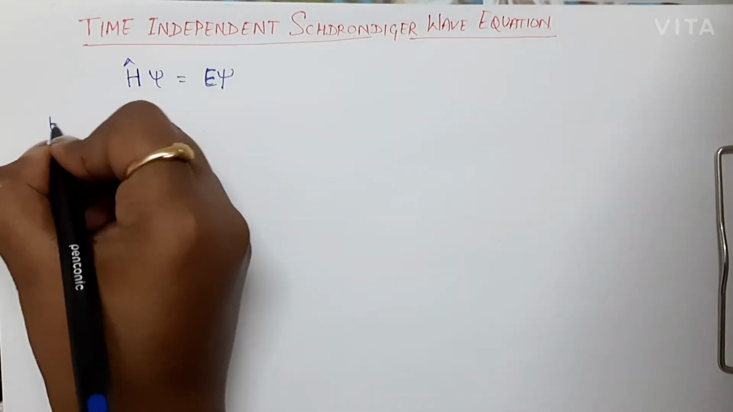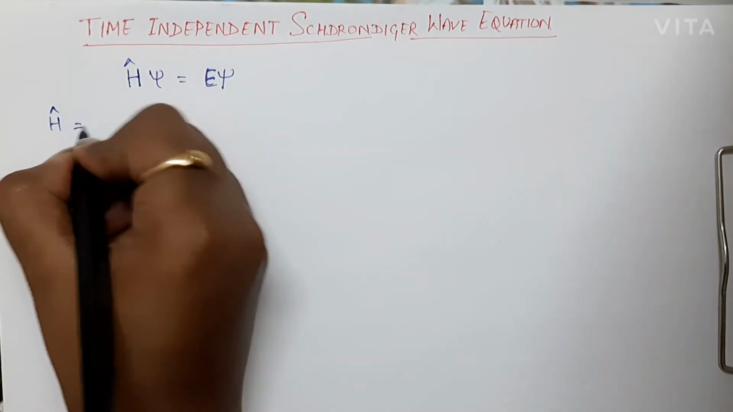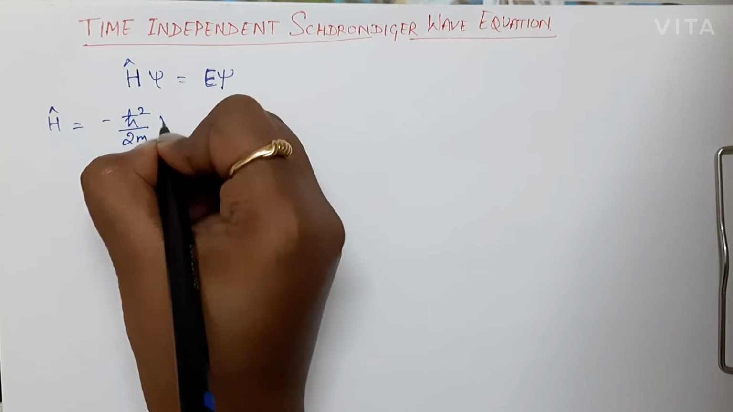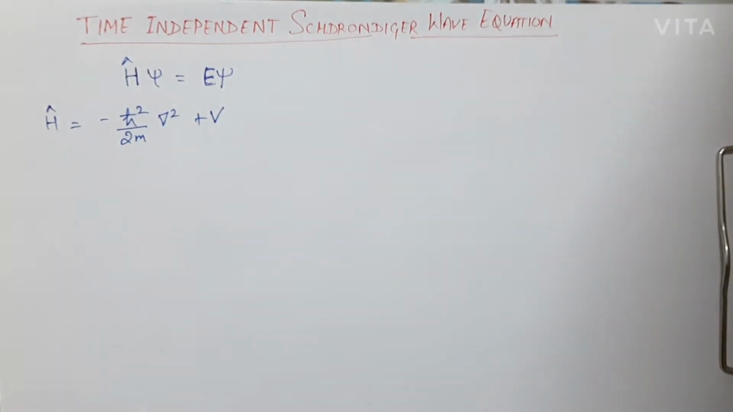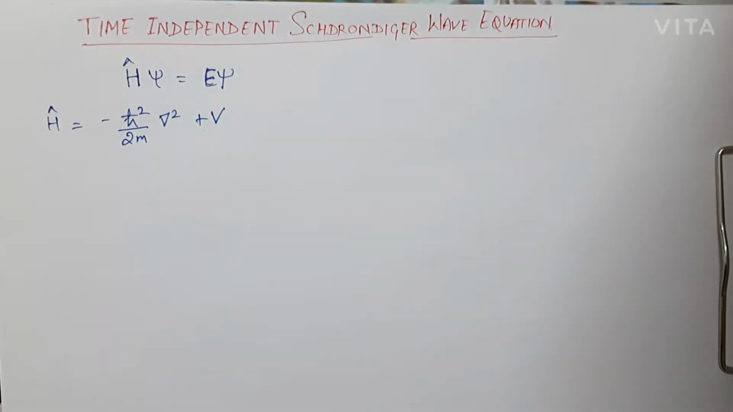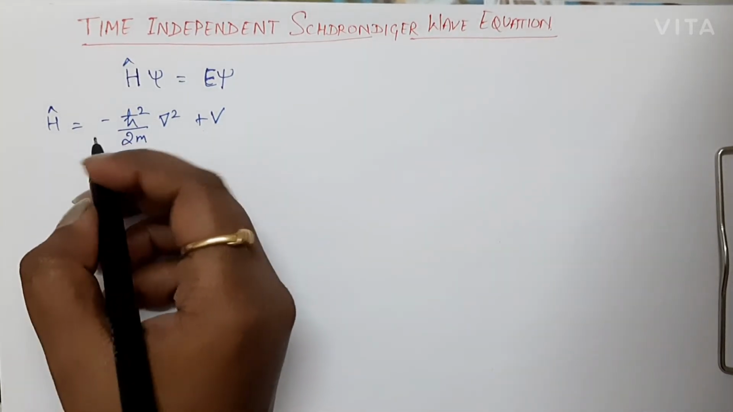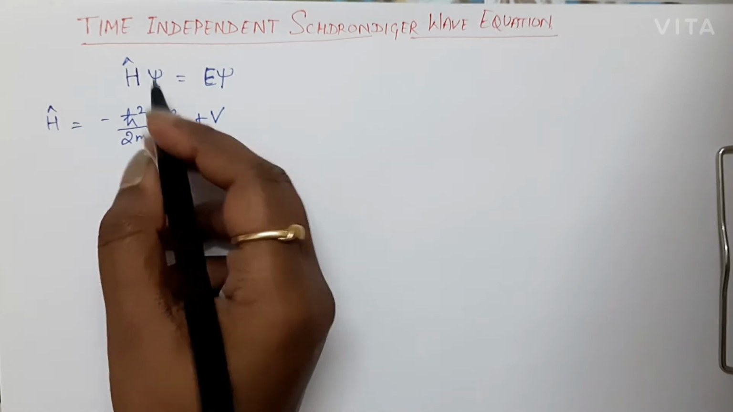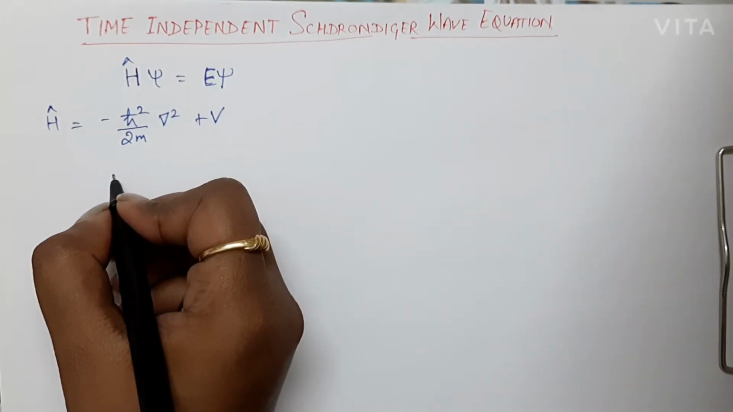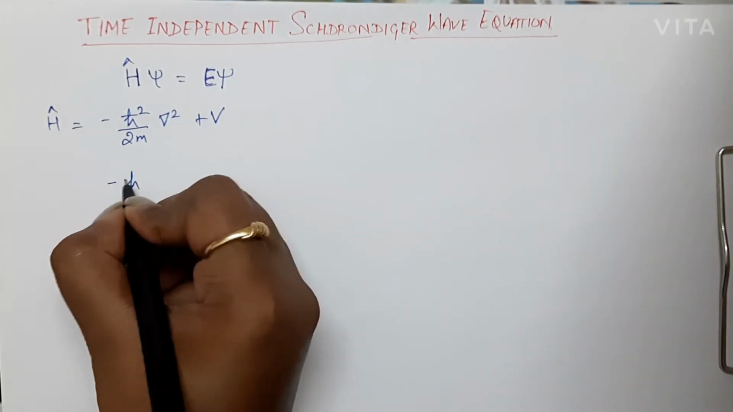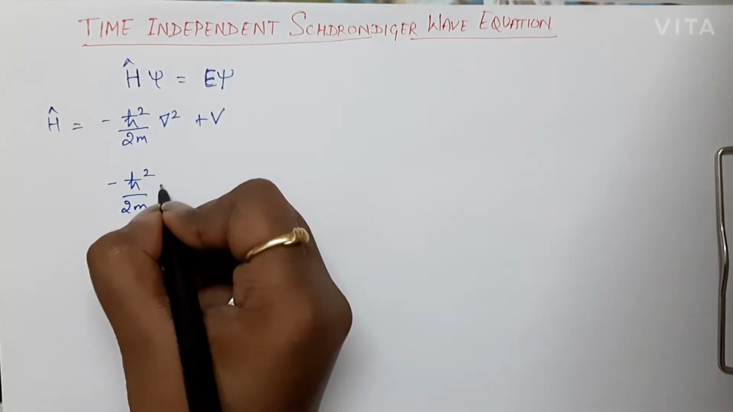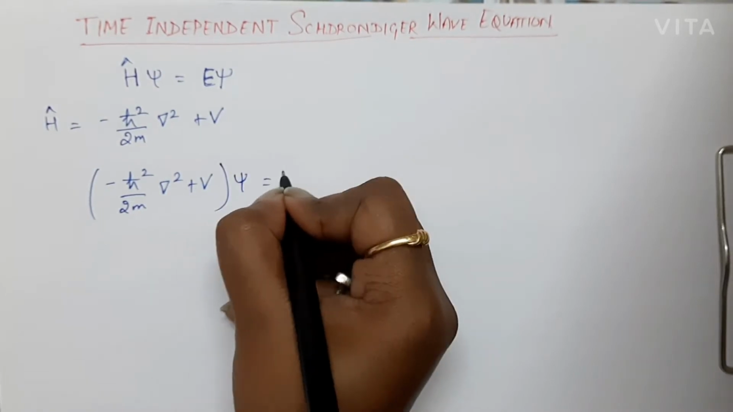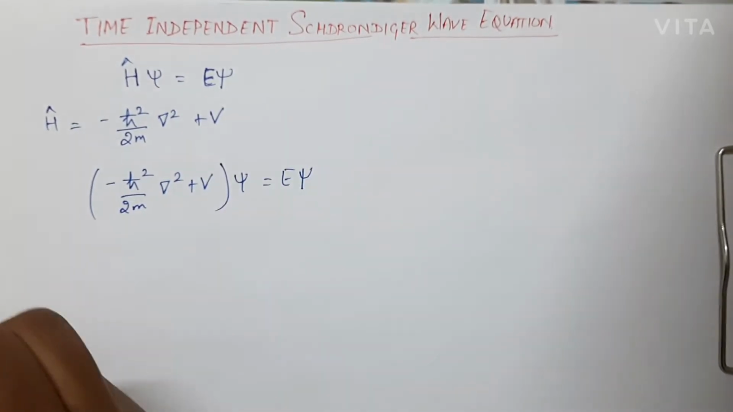Now the value of the Hamiltonian, we know, is equal to minus h cross square by 2m del square plus V. This is the value for the Hamiltonian. Now we are going to put this value of the Hamiltonian in the equation. So what we get is minus h cross square by 2m del square plus V, whole into psi, equals E psi.